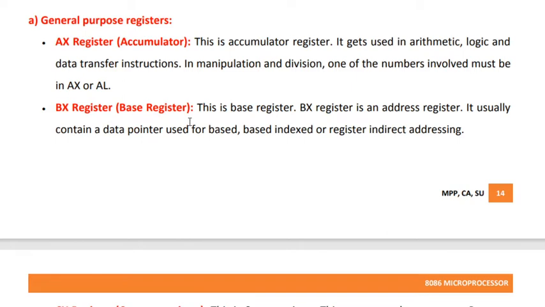Likewise, the BX register is also called the base register. The BX register is used as an address register. It is used to point to data in the memory. Here it is specified that it is used in base index or register index addressing mode. We'll come to this when we discuss the addressing modes of the 8086 microprocessor. But for now, just remember that BX is used as an address register to point to data in the memory.